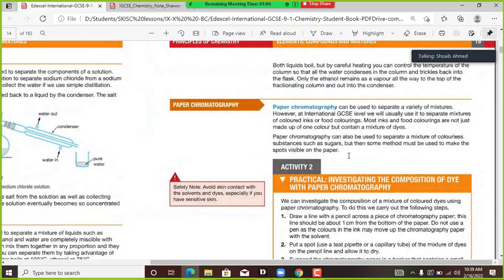Which substances can we separate by paper chromatography? Which things? A mixture of dyes, like colours, and inks. Also, paper chromatography can be used to separate mixtures of colourless substances such as sugars.